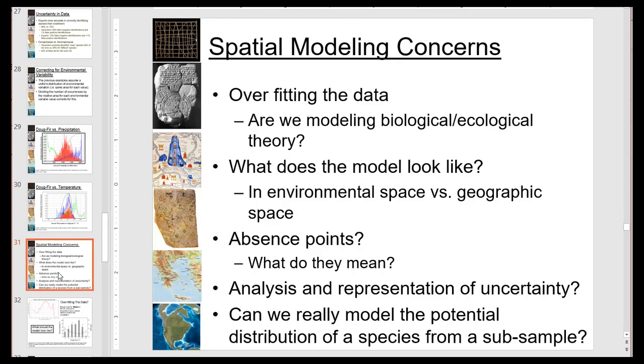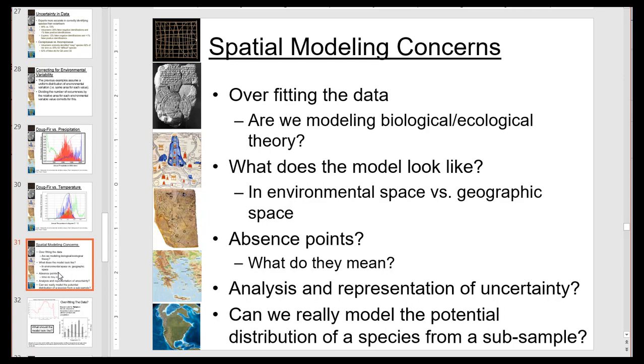Okay, so concerns with this in any spatial modeling: are we overfitting the data, especially with Maxent? We'll talk more about that. And are we really modeling the biological, ecological theory, the phenomenon that we're looking for, as opposed to the data? What does the model look like? We should be looking at it both in environmental space and geographic space. If we're using absence points, what do they mean? Is it really an absence? Is it really that that's not habitat?